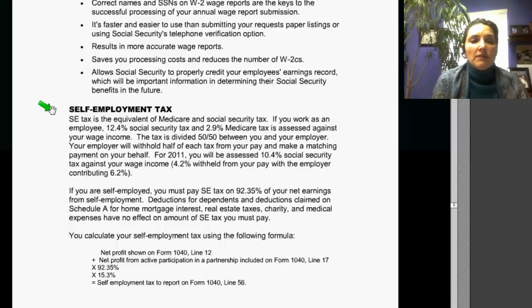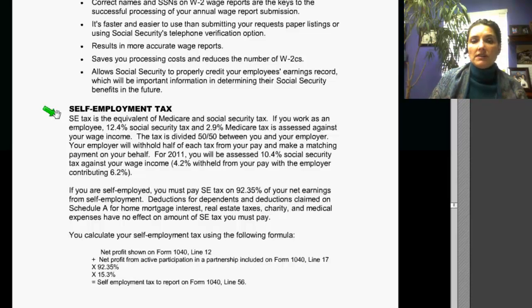Now we're going to talk about self-employment tax. And self-employment tax is pretty much the equivalent of payroll tax. It does the same thing. It causes you as a self-employed person to pay into your own Social Security benefit and Medicare funds. Self-employment tax is the equivalent of Medicare and Social Security tax.